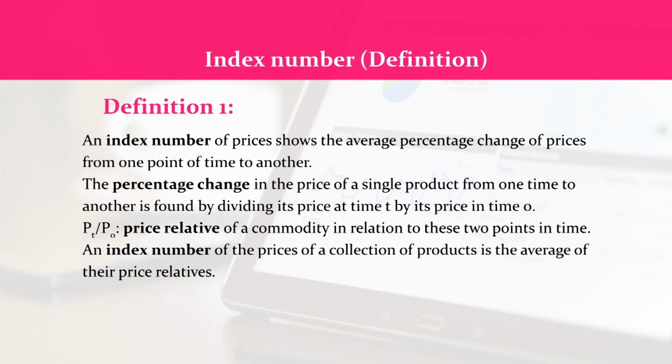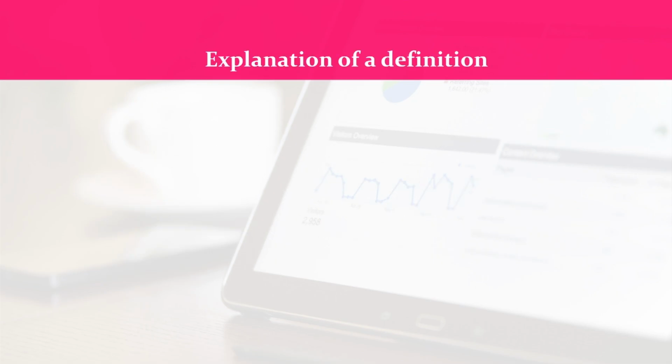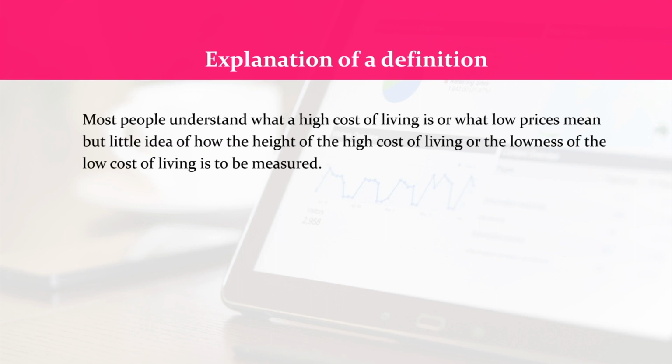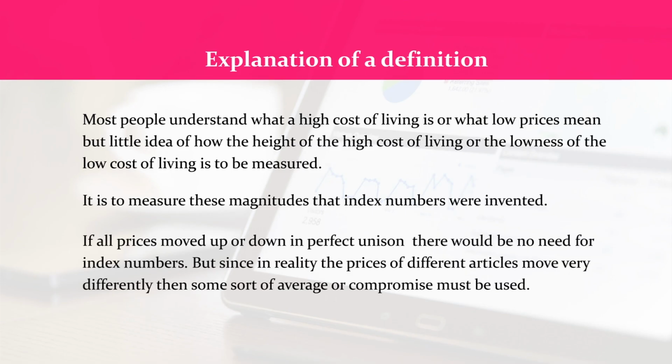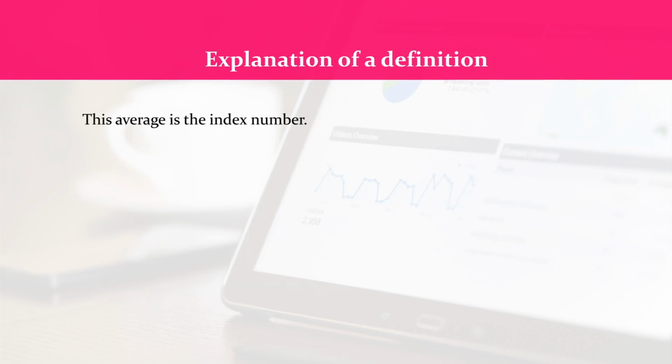So this is the price relative of a commodity in relation to these points in time, and the index number of the price of a collection of products is the average of their price relatives. If we are going to explain this particular definition, most people understand what a high cost of living is or what low prices mean, but have little idea of how the height of the high cost of living or the lowness of the low cost of living is to be measured. So it is measured through magnitudes, that is, the index number we have invented. If all prices move up or down in perfect unison, there would be no need for index numbers. But since in reality the prices of different articles move very differently, some sort of average or compromise must be used, and this average is the index number.